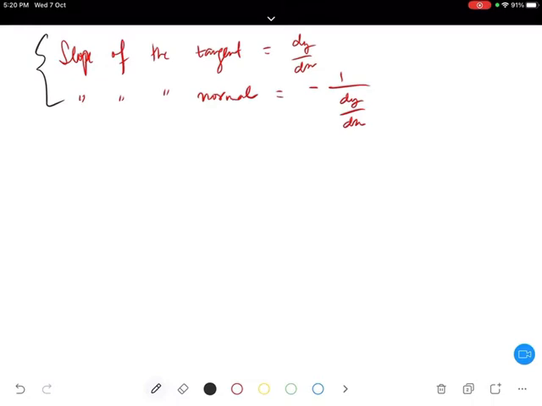Which question do we have? Question number 4 is done. Let's do question number 5. What do we have in question number 5? Find the slope of the normal to the curve. Achha, can anybody tell me what type of equation this is?